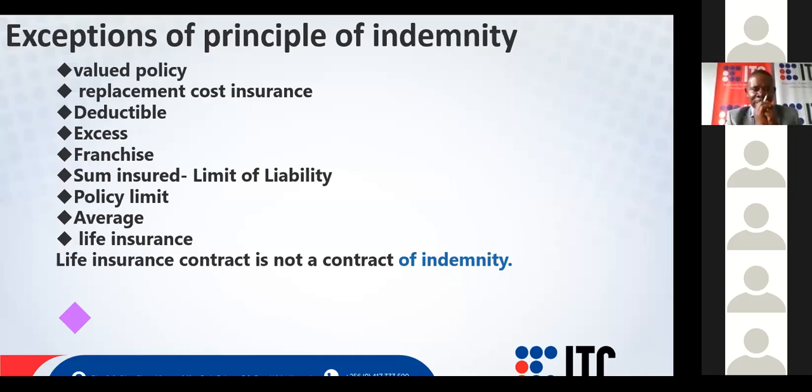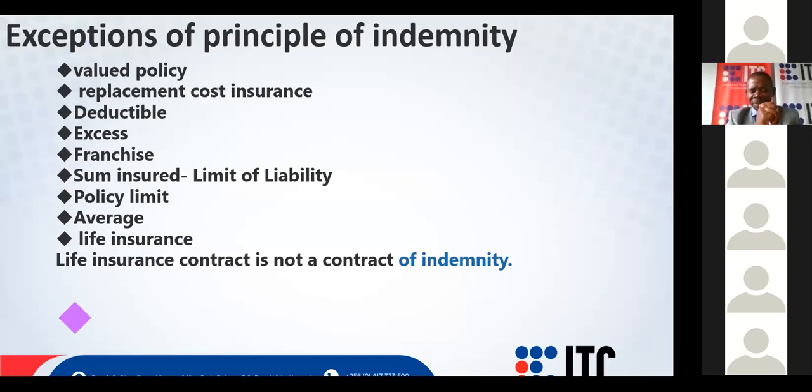Then the policy limit, which is exactly close to the sum insured. With the policy limit, you can have the compensation as you limited yourself for a cover of 2 million. Even if you have already used 10 million, we shall pay you as per the policy limit.